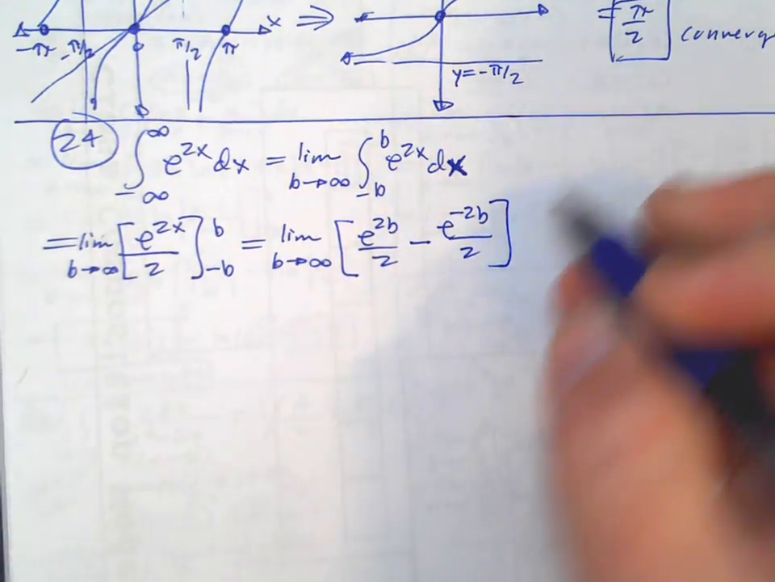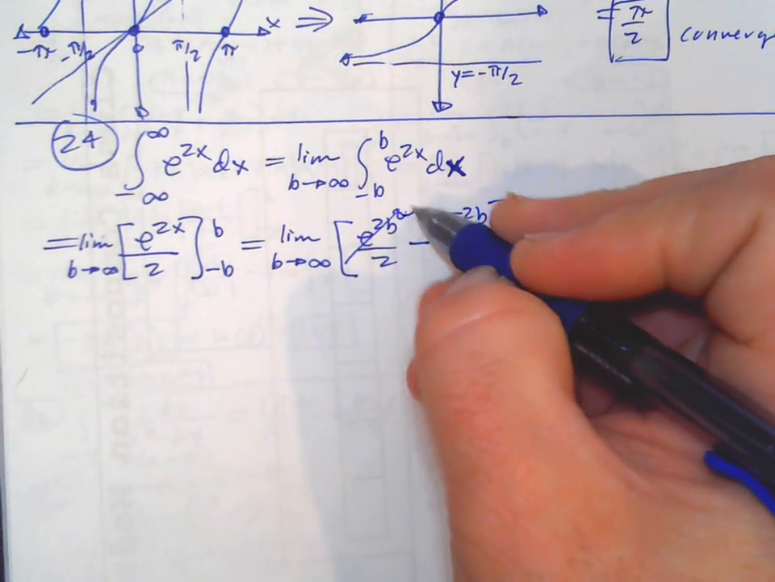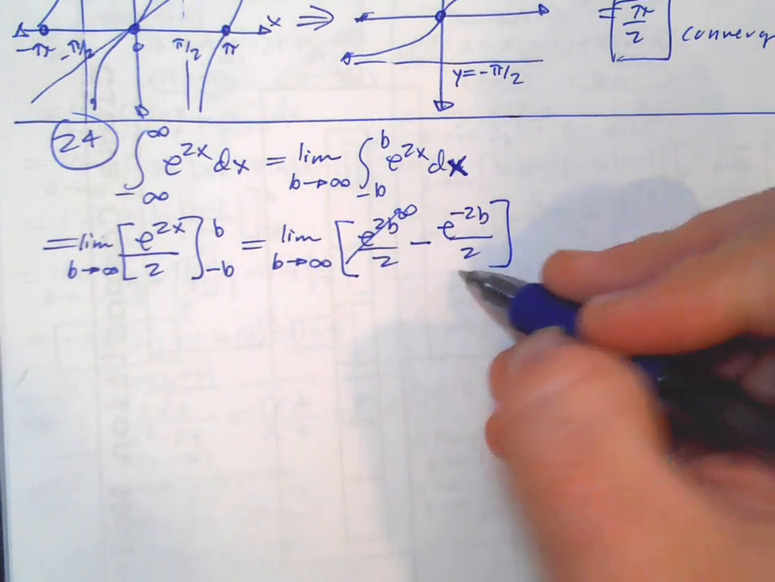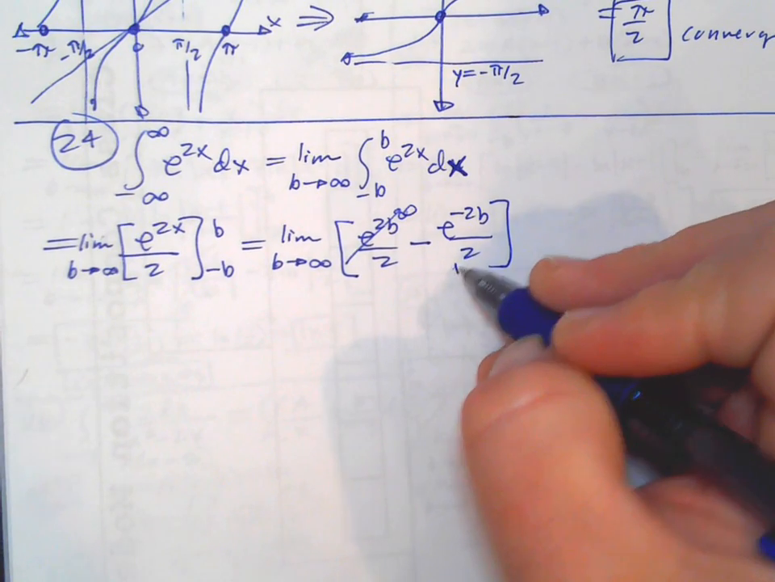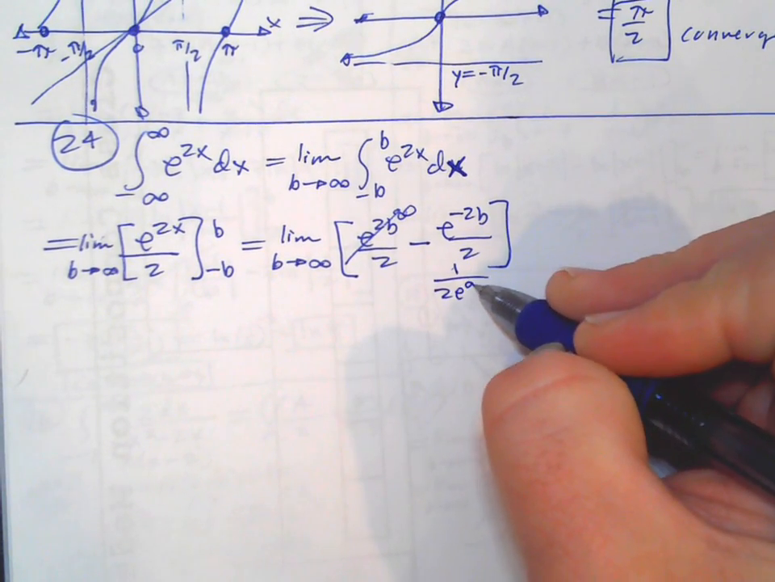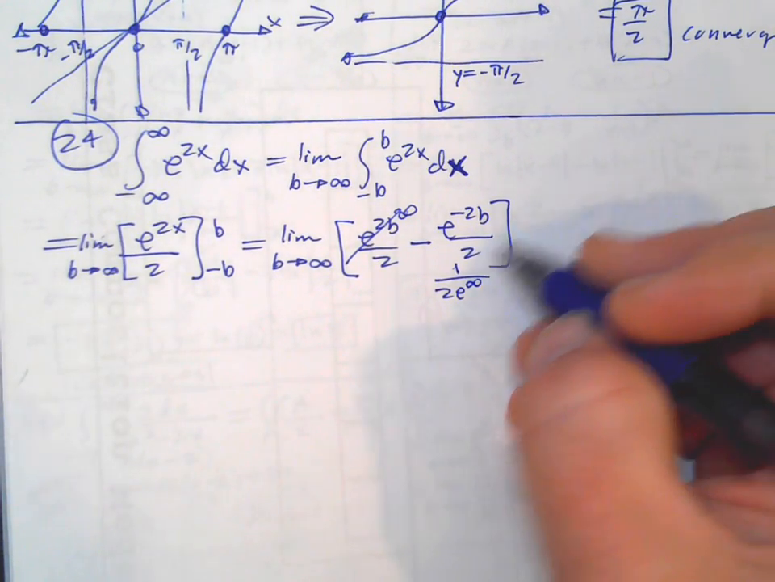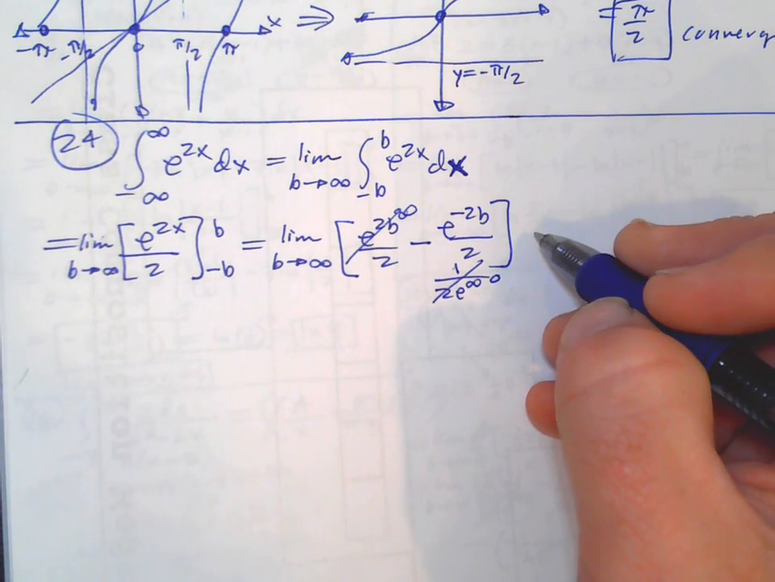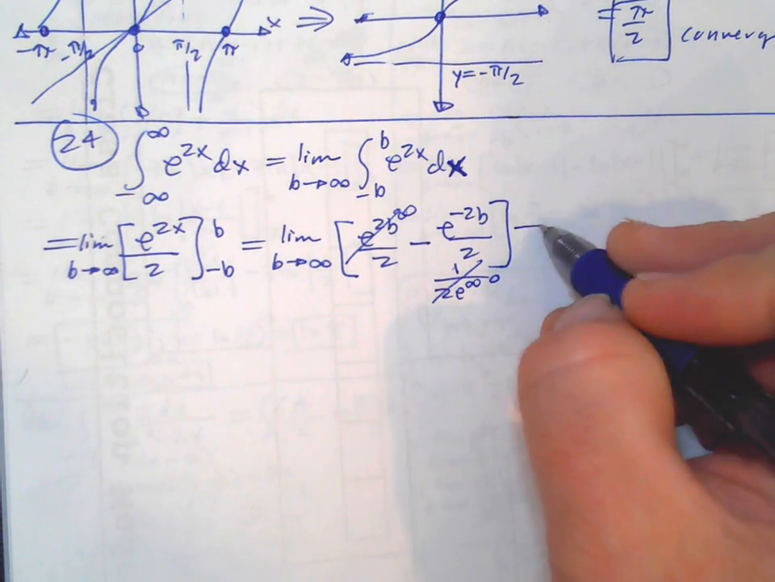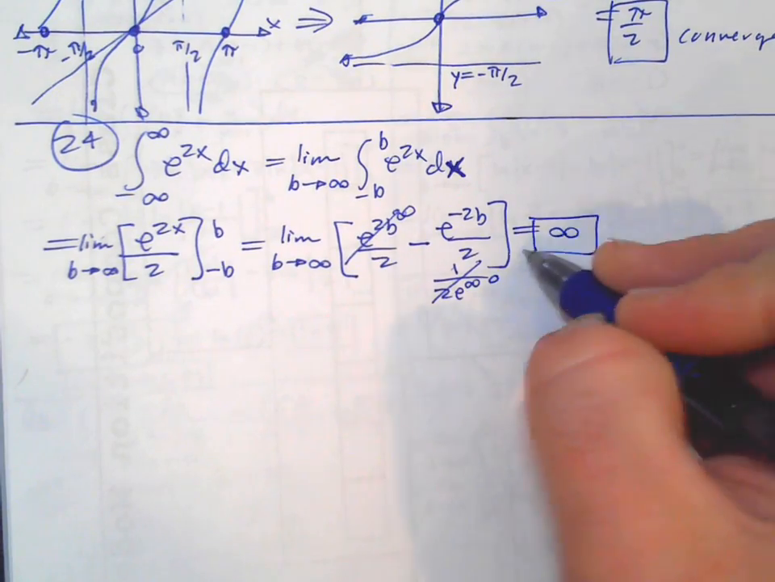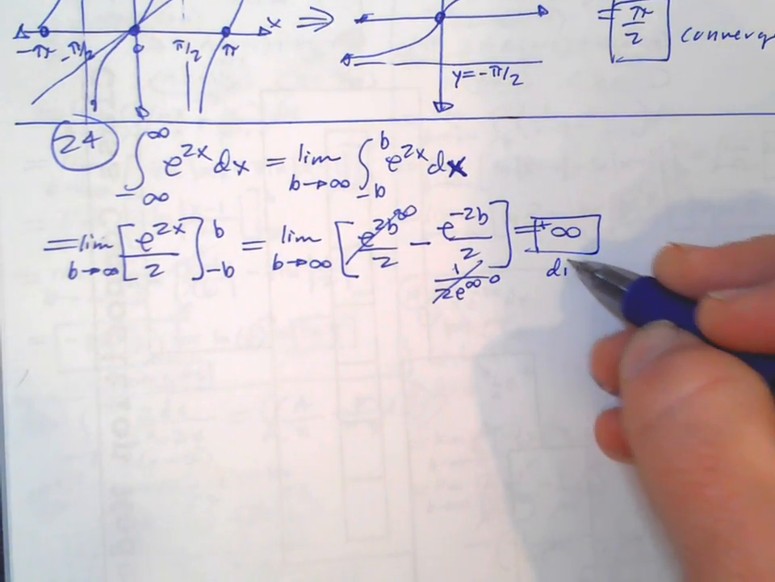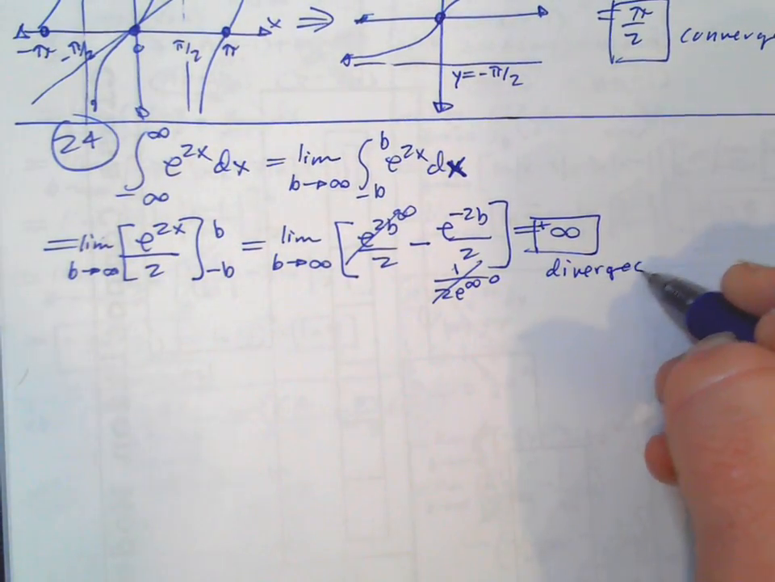As b goes to infinity, this term blows up, right? This term is the same as 1 over 2e to the infinity, like that. This is going to go to 0. But the whole thing for sure blows up. It goes to positive infinity. It diverges is the technical answer. Diverges.